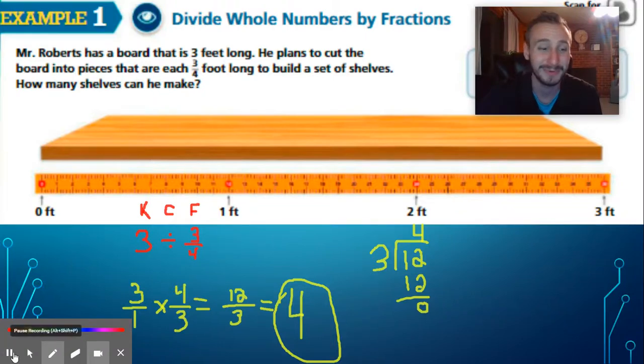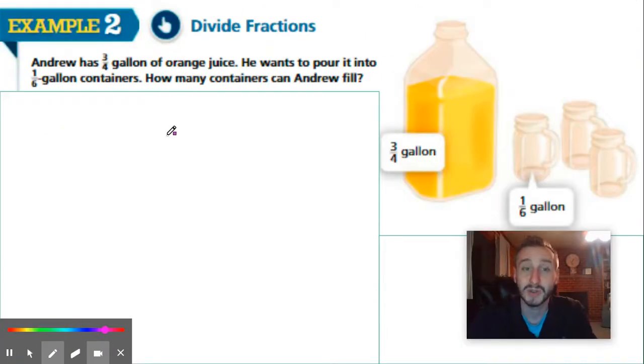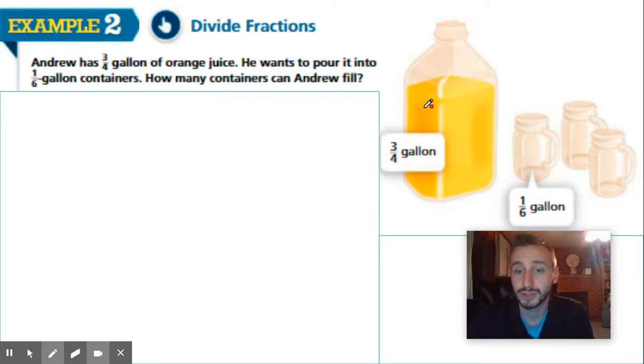Let's try some more examples. Okay, so here's example 2. Let's say you have this big old gallon jug of orange juice, right? But if you notice, some of it's gone. About 1/4 of it is gone. So it says Andrew has 3/4 of a gallon of orange juice right here. He wants to pour it into 1/6 gallon containers. So these little containers over here, kind of like mason jars. How many containers can Andrew fill?